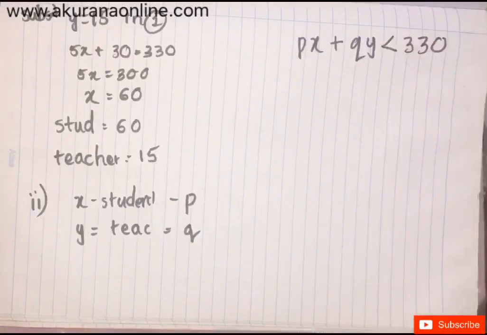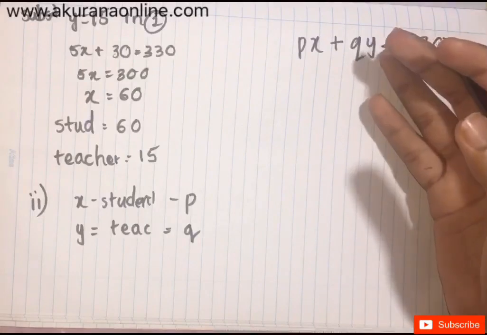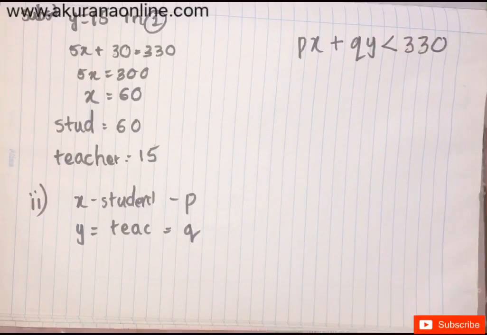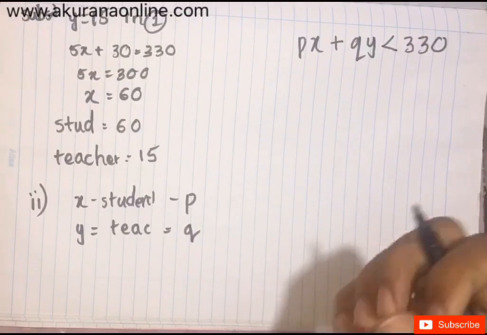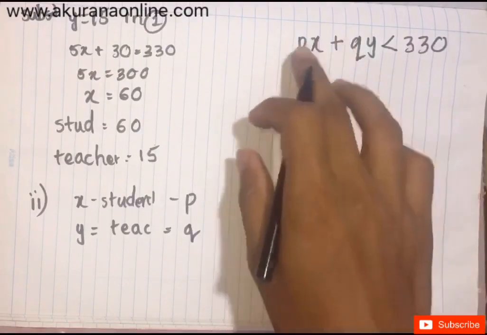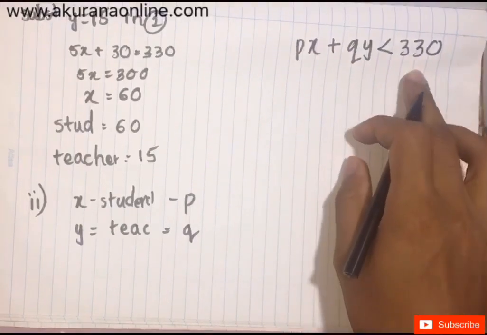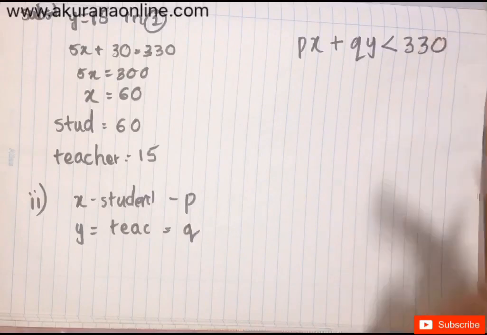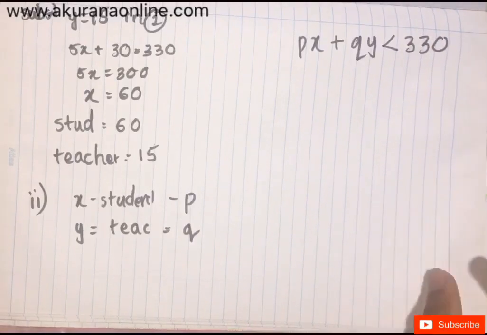This is the inequality. Why do you say that it is less than 330? Why can't it be equal? Because they have said that there is a remainder. If there is a remainder, when you take all the saplings, it cannot be equal to 330. It should be maybe 1, 2 or any amount less than 330. Okay.